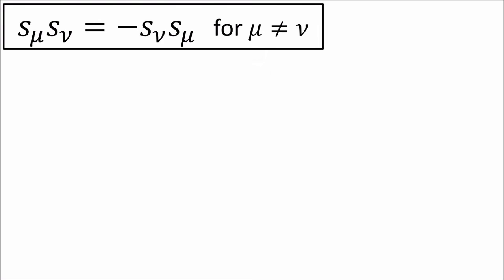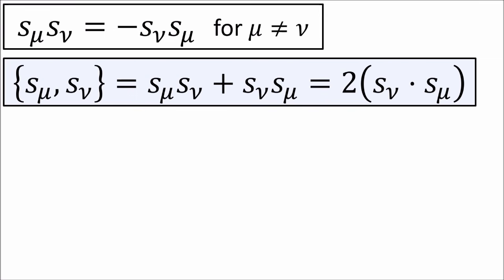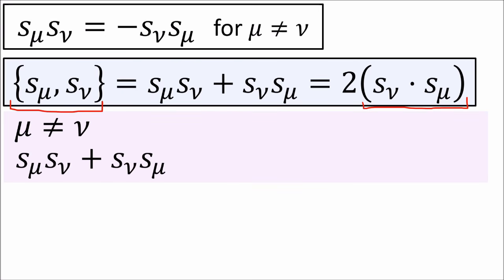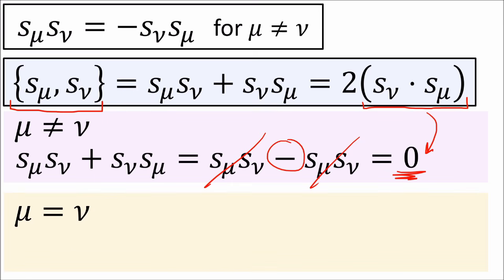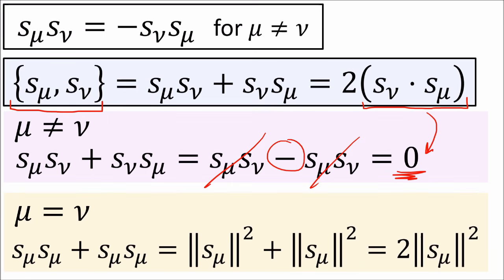I should mention that this anti-commutation relation is sometimes written like this, with curly braces and the dot product, or metric. If the two symbols are different, these two terms in the sum cancel and we get 0, since the dot product of orthogonal vectors is 0. If the two symbols are the same, we get twice the vector's squared length.